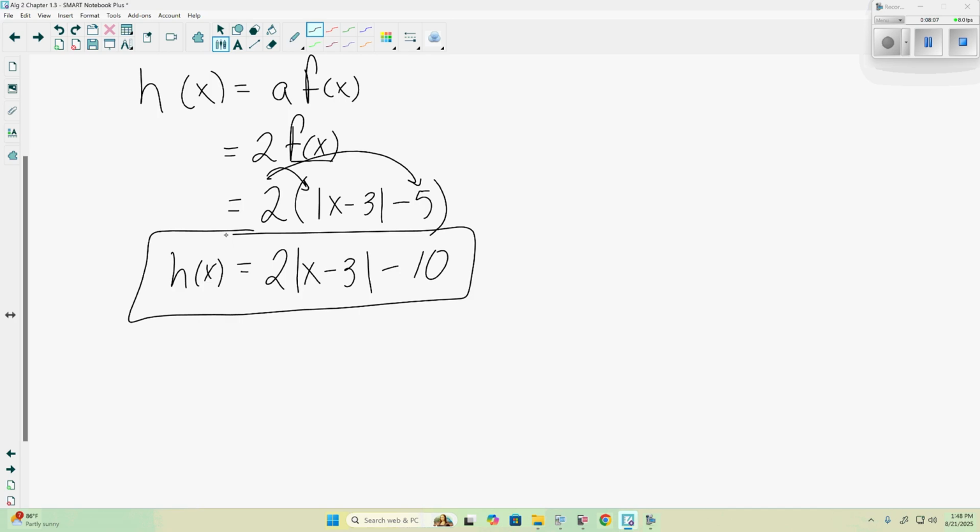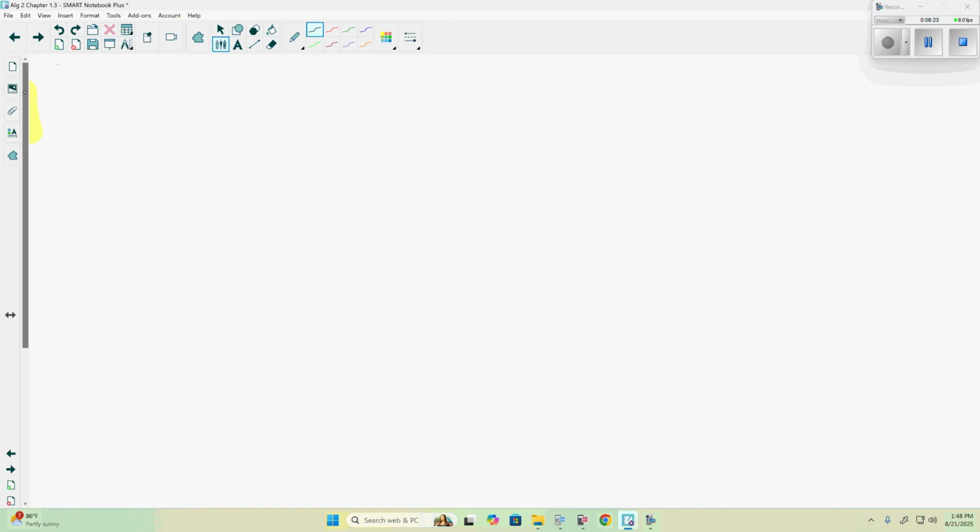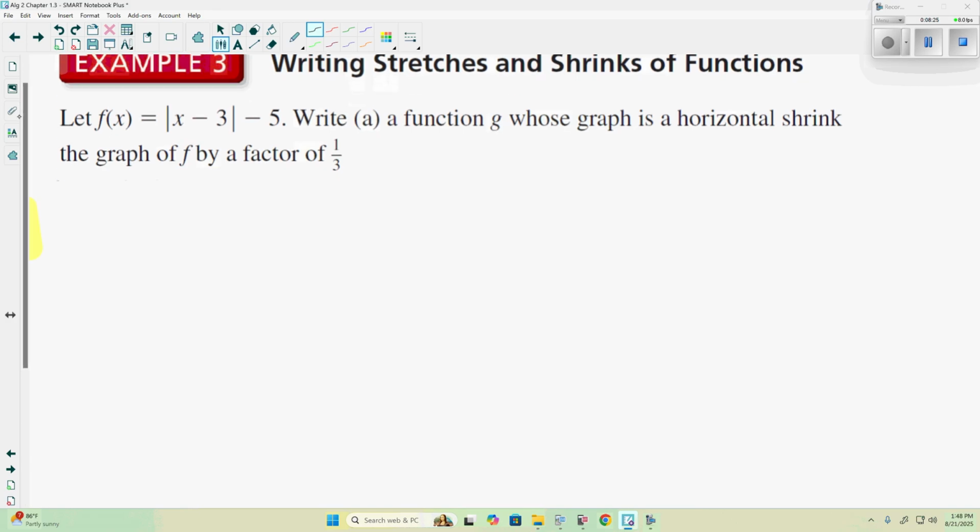So with most all this here, again, we're just sticking to these general forms, plugging in the numbers, plugging in what we know, simplifying it. Questions on this here? Now the next one we look at here still has the same function for f of x, but we want to write a function g of x whose graph is a horizontal shrink of the graph of f by a factor of 1/3.